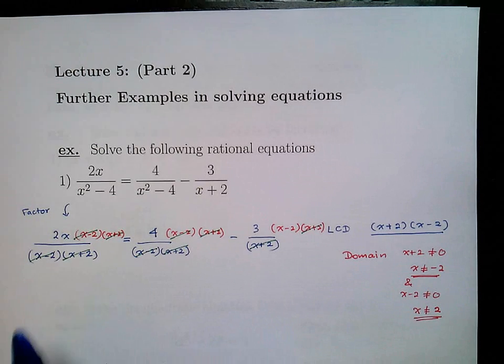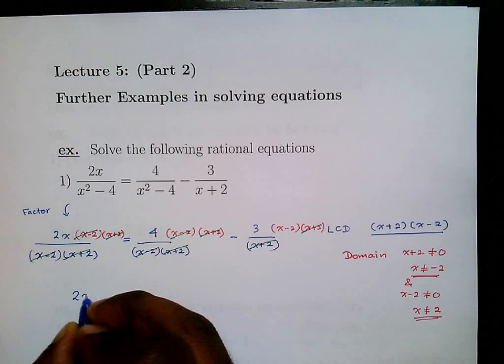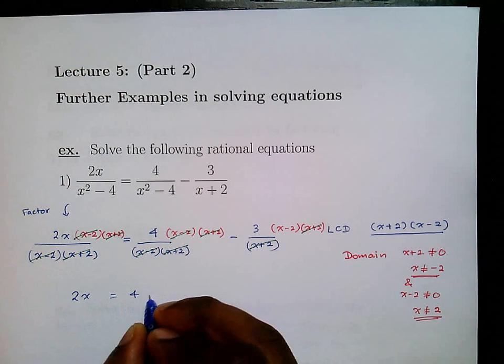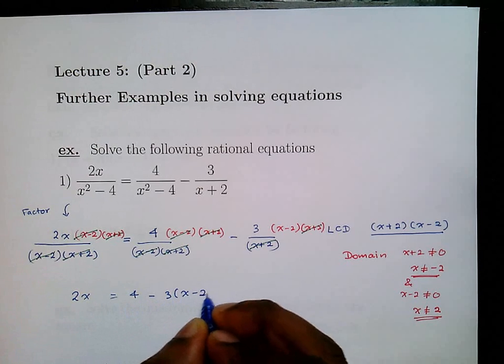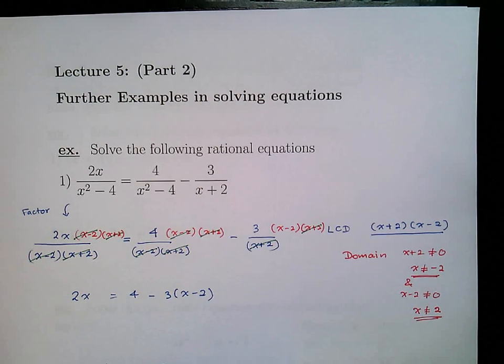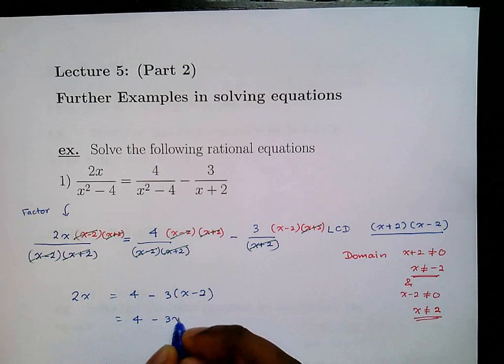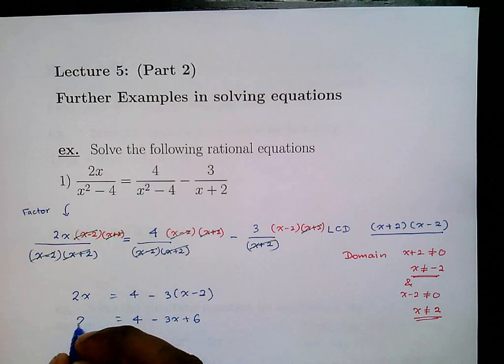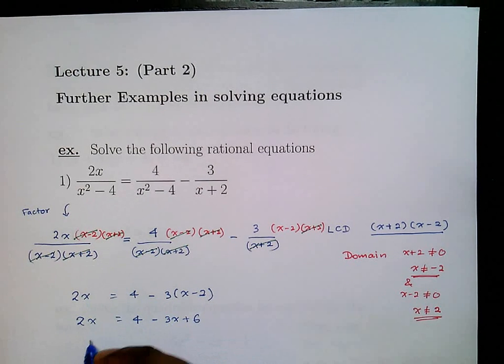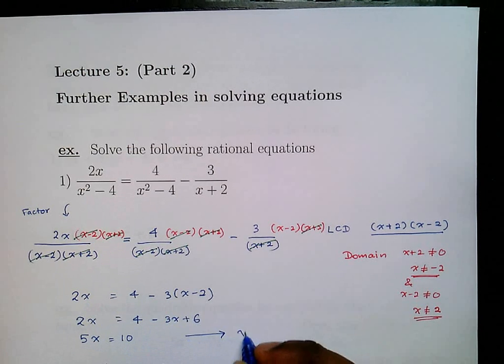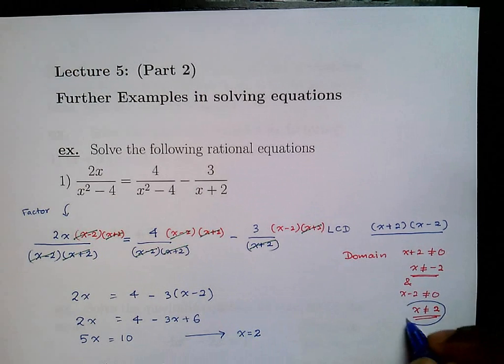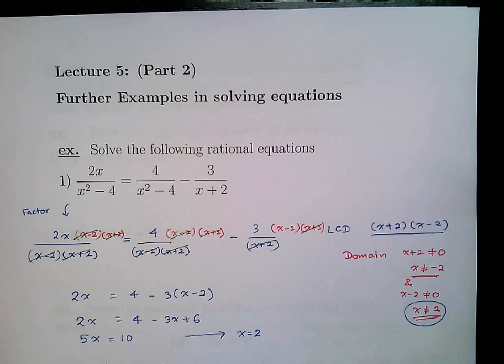Okay, so let's write down what's remaining after our cancellation process. That would be 2x on this side, 4 minus 3 times x minus 2. Now you can distribute this negative 3 here, so you get 4 minus 3x plus 6, and here you get 2x. So add 3x to both sides, you get 5x equals 10, or x equals 2. Now unfortunately, x equals 2 is not in the domain, so we have a domain problem here.